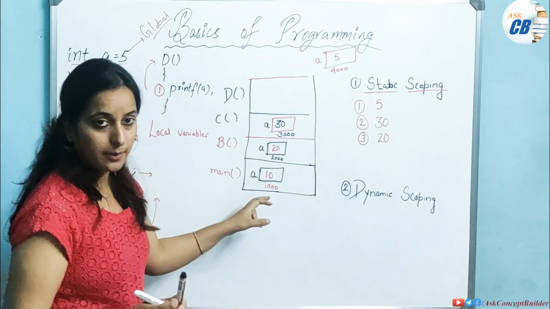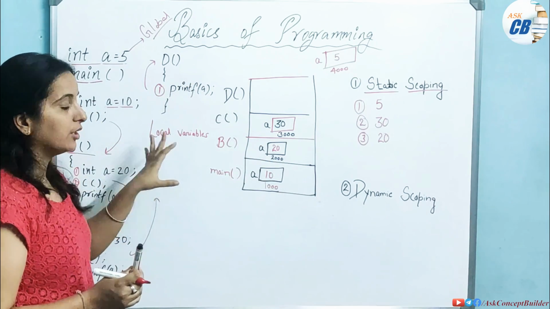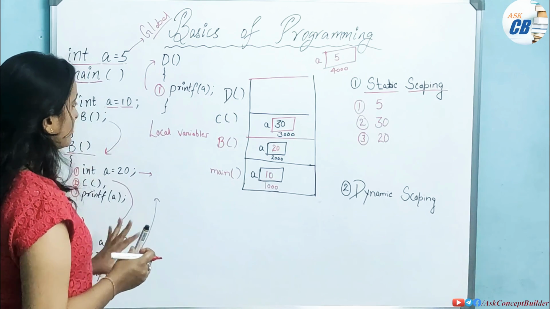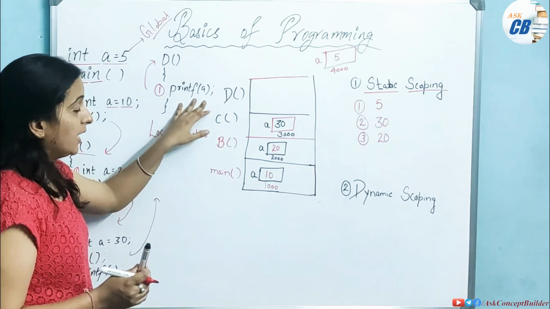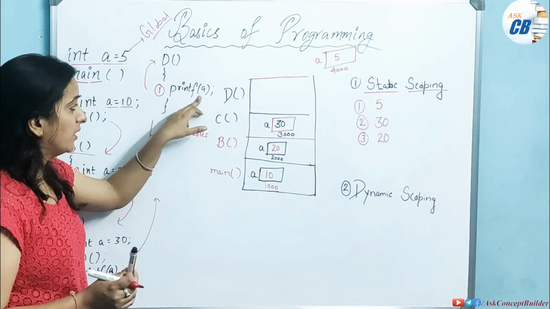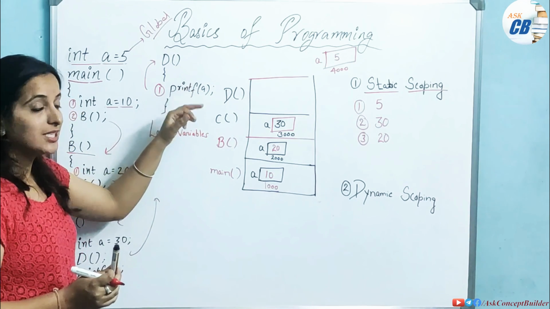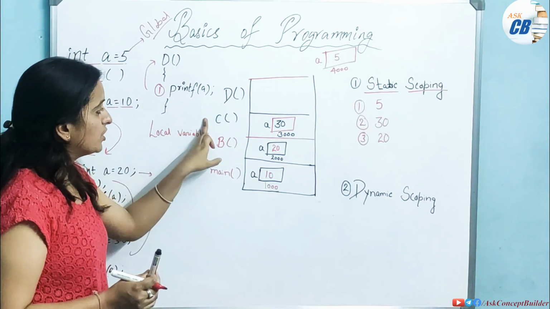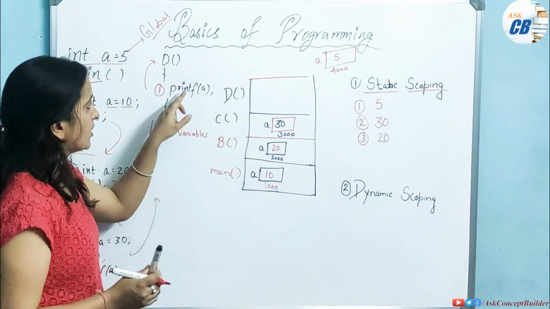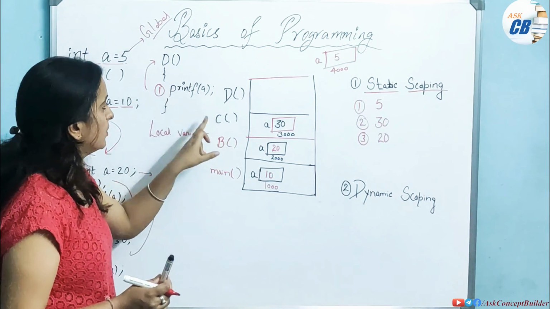Now second is dynamic scoping. In dynamic scoping, again when this function is called and you have reached here, the value you have to print is the one just before it. D is called here. Now the value which is present just before it is in the function from where it is called. So it is called from the C function.